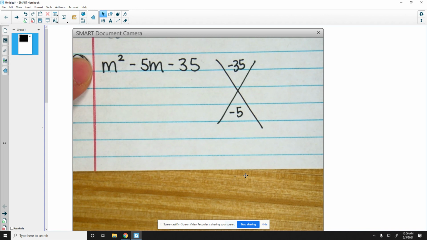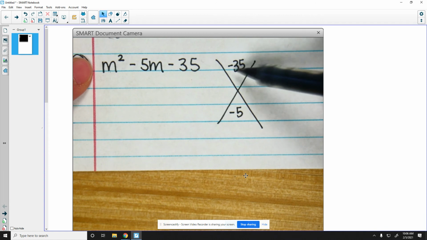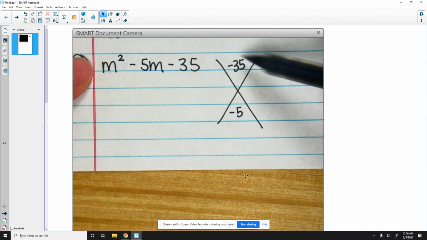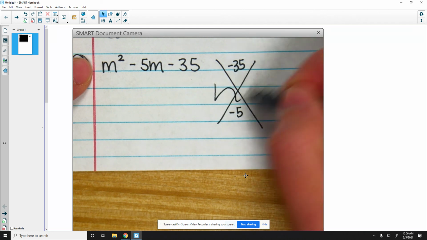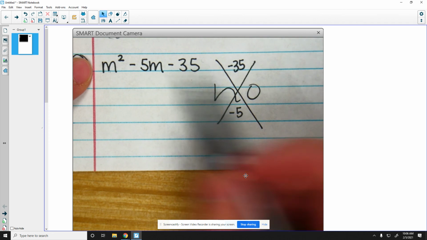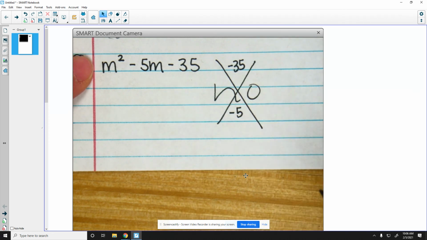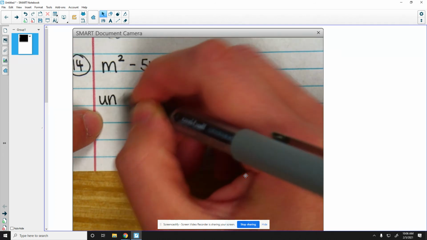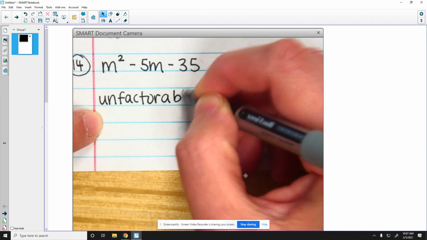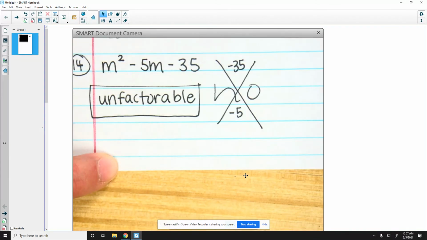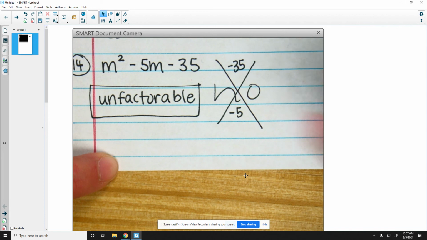I don't know for this one either. The only two things are probably 5 and 7, or 35 and 1, and none of those give you negative 5. So can you do big X for this problem? No. So I can't factor this because I can't do big X. So sometimes you can't factor it. So then your answer would just be unfactorable. So sometimes you just can't do the problem. You can't factor it because it is not factorable.